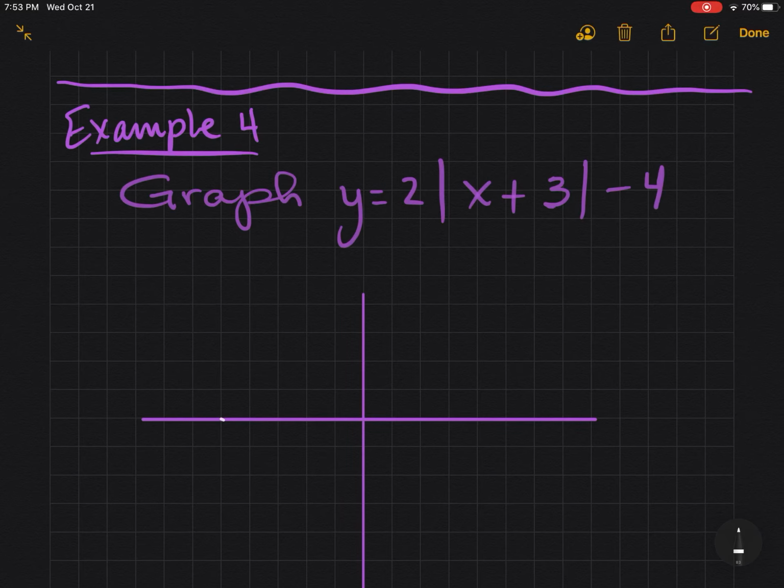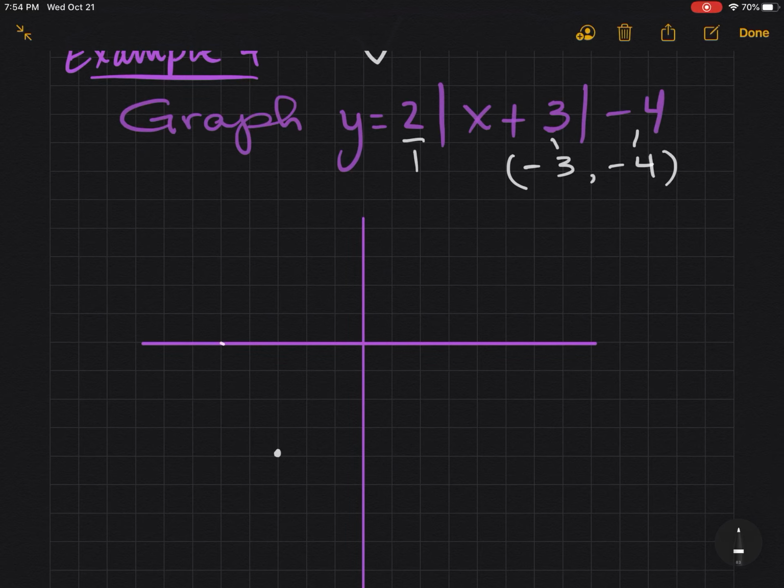So absolute value gives you a V shape most of the time. So here, my vertex is -3, -4. Remember, we go opposite, same. So I go to -3, -4. And now, this number out front kind of acts as a slope for my V shape. Rise 2, run 1. Rise 2, run 1. So forth and so on. And we do the same thing. Mirror image. And there's my V shape.